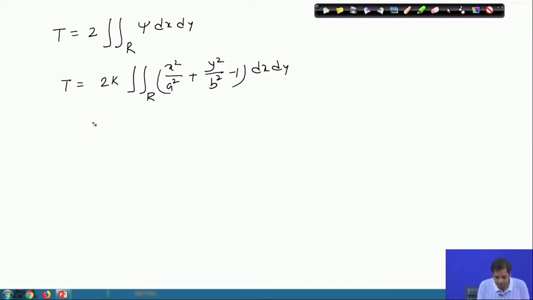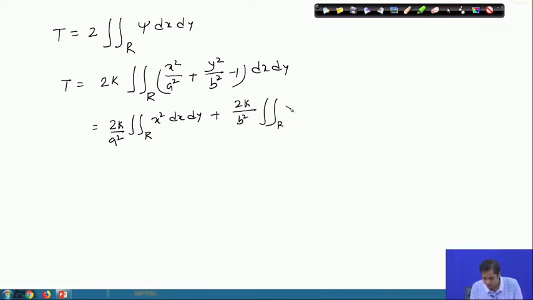Now, let us write all these expressions. We had 3 terms in the expression. Let us write them separately. Taking 2k by a square out, this is essentially the integral of x square dx dy, plus, if we take 2k by b square out, this gives you y square dx dy. Then finally, we have 2k times the integration of dx dy over R.